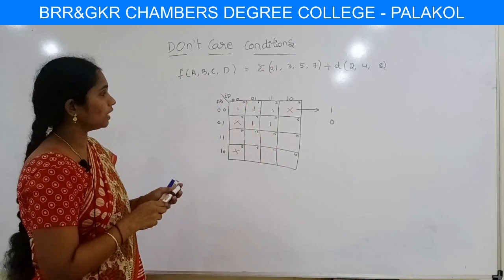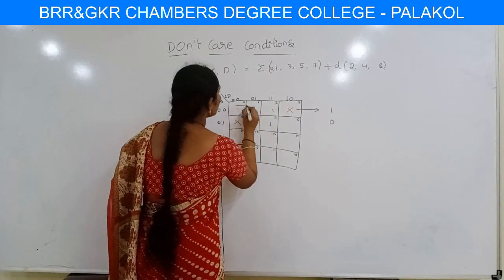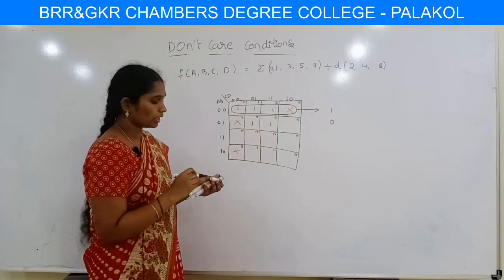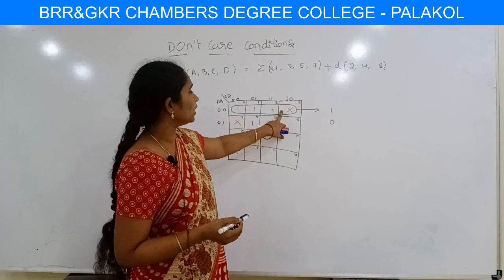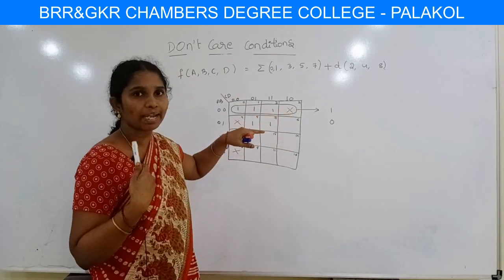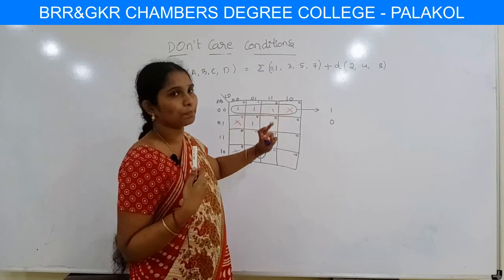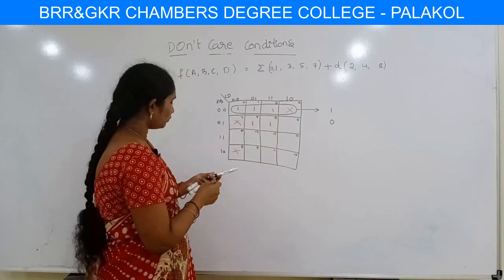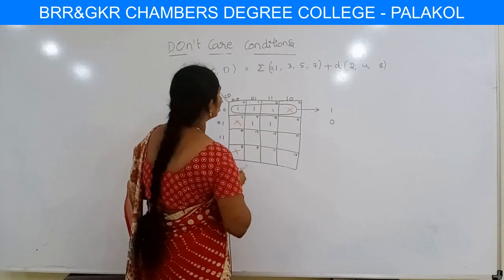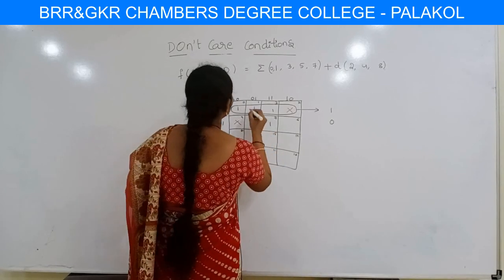How many loops are formed for this question? First of all, we will see the maximum number of loops formed. Here the don't care condition is also considered. Why? Because you have to reduce the number of min terms in the expression. And after that, another loop, you have to form a loop for these 4.